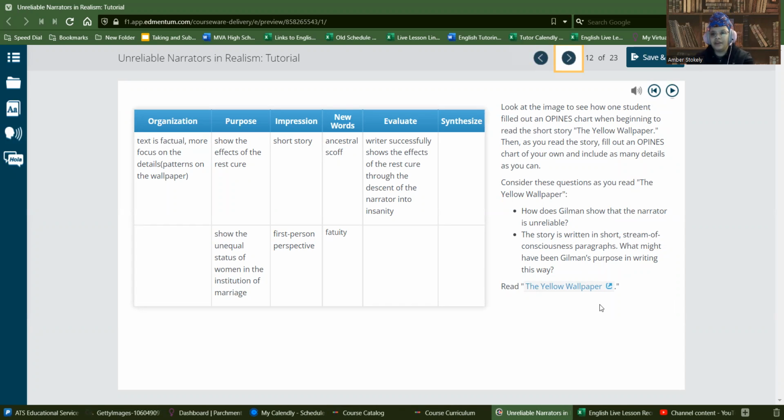Before you read, they gave you a couple questions. One, how does Gilman show that the narrator is unreliable? Because remember, that's what this lesson is about. How do they show that you can't trust the narrator?